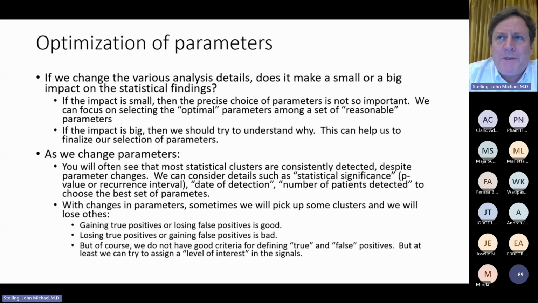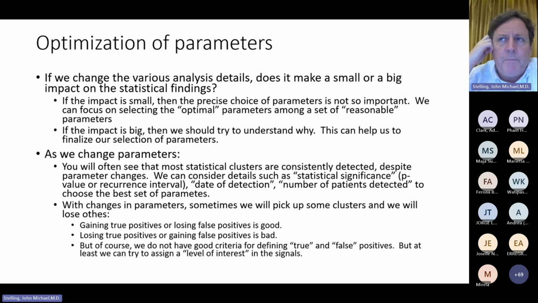Optimization of parameters. I mentioned we tried 30 days, we tried 60 days, we tried 180 days. So how do you decide what parameters to use? If we change the various analysis details, does it make a small or a big impact on the conclusions? If the impact is very small, that's kind of a good thing. If I say 30 days, 60 days, 90 days, most of the clusters will be found with all of the parameter sets. So what you will generally find is it makes a difference, but it doesn't make a big difference. In which case, just choose the one that looks the best, and I'll come to that further down.